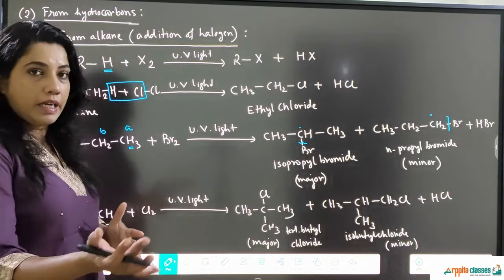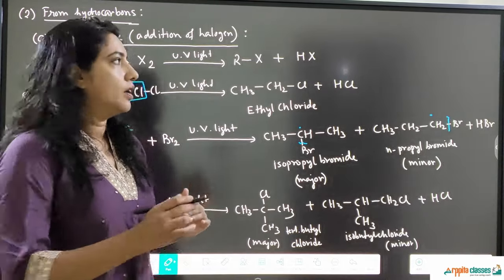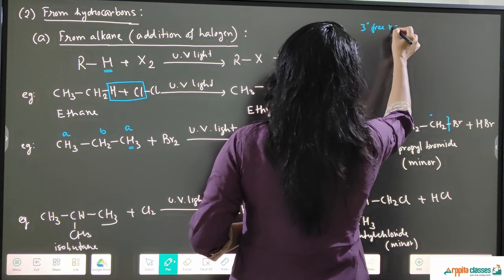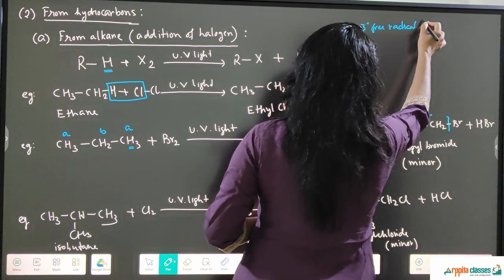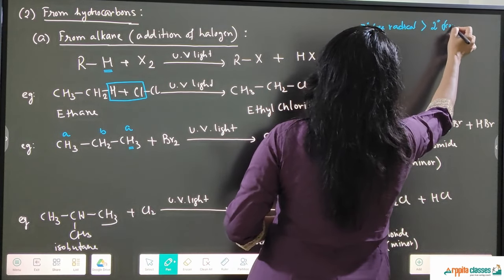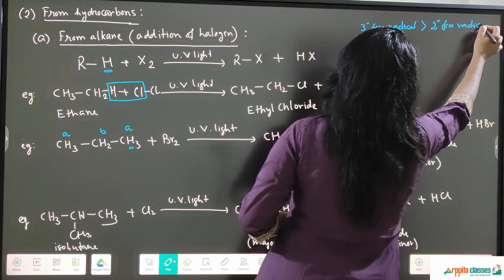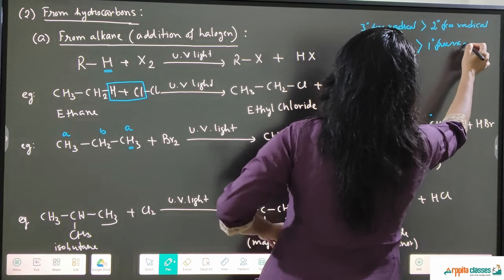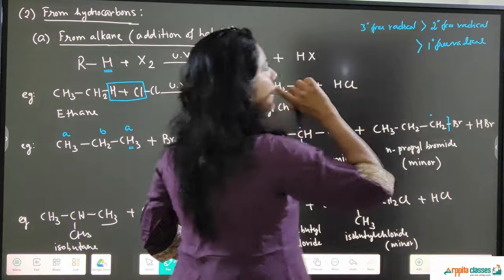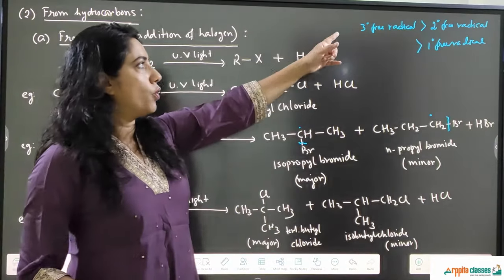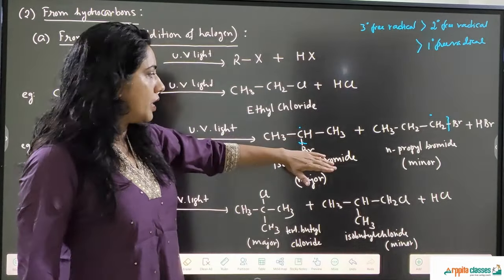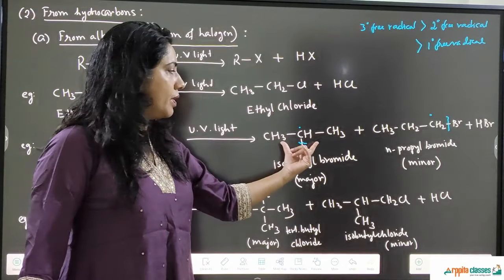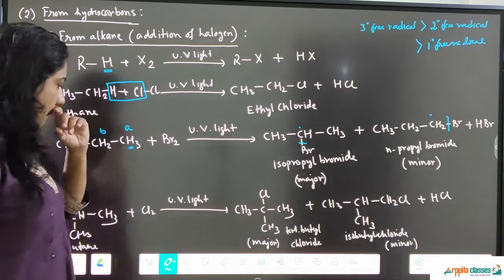I am not going into the detail of it. You just remember that the tertiary free radical, 3 degree free radical, is more stable than 2 degree free radical, and which is more stable than 1 degree free radical. It is just like carbocation. The stability order of free radical and carbocation is the same: 3 degree is more stable than 2 degree, than 1 degree. So here there is a 2 degree free radical and this is a 1 degree free radical. So this will be more, and that is why the product also will be more.